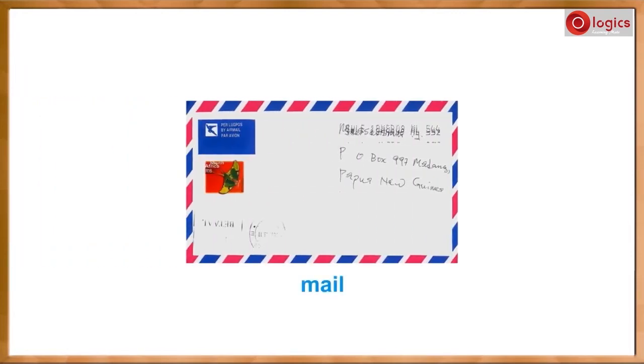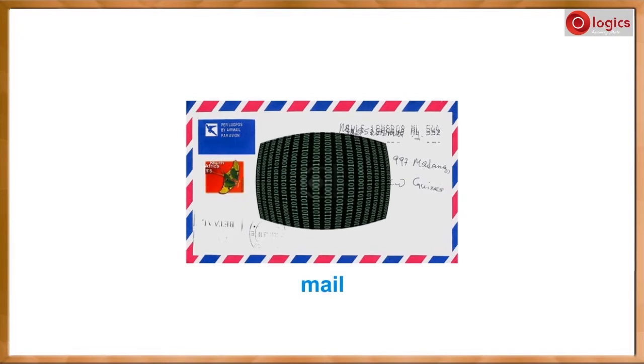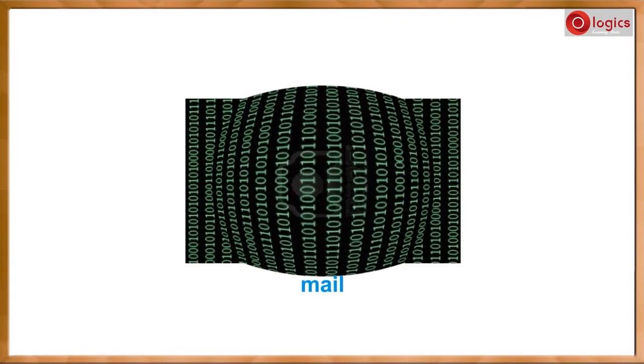This is the mail. Anything sent through the postal system is called mail or post. We used to depend more on the postal system before the internet era. Now the internet mailing system has become a substitute for postal mail. Mail has become email, that is, electronic mail.